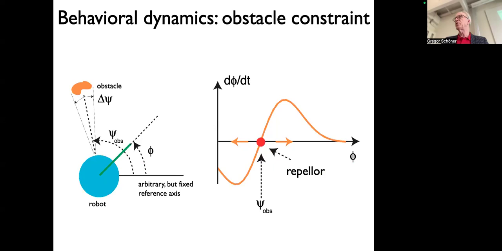So obstacle avoidance is just the repeller, right? If there's a certain obstacle that you want to avoid, you just say that direction, I will make a repeller, a fixed point. And then if you're a little bit to the right, you have now a positive rate of change. So you will be further to the right. And similarly, if you're a little left, further to the left, so positive slope. There will be a different reason why this is not just a linear function. I'll come to that in a moment.